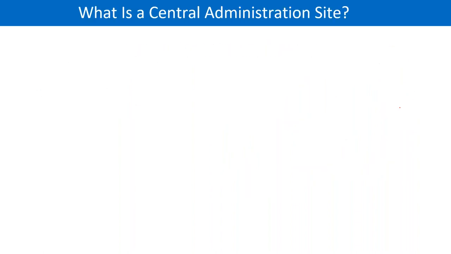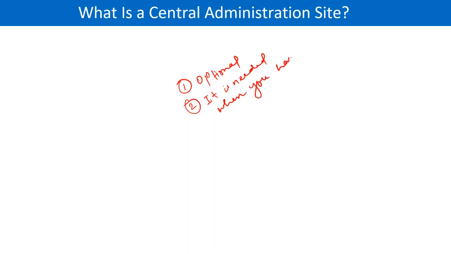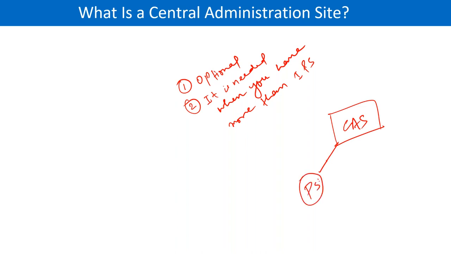Now, what is central administration site? You guys can start making notes. Central administration site is an optional site. It is not mandatory. Second point, central administration site will be installed only when you have more than one primary site. If you don't have more than one primary site, you don't need central administration site. Central will be sitting on top, and then you will have child primary sites, primary one and primary two. Minimum two primary sites, then only central is needed. Otherwise, it's not needed.